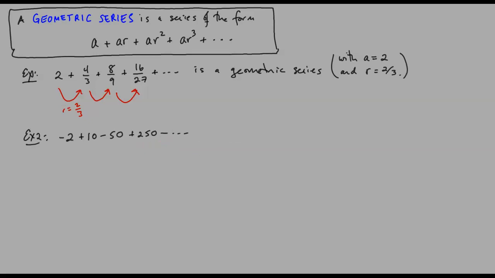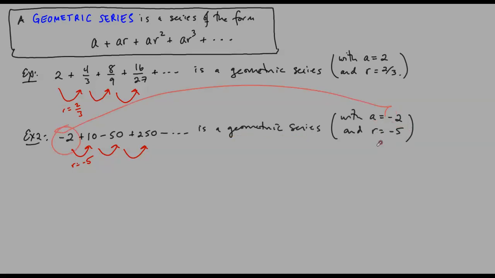Is it geometric? Well, is every term the same multiple of its predecessor? Sure is. To get from -2 to 10, you multiply by -5, which is the same way you get from 10 to -50, or from -50 to 250. So yes, this series is indeed geometric, with a, the first term, -2, and r, that common ratio or multiplier, of -5.